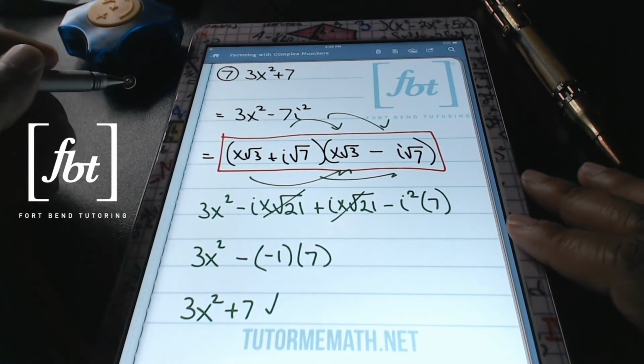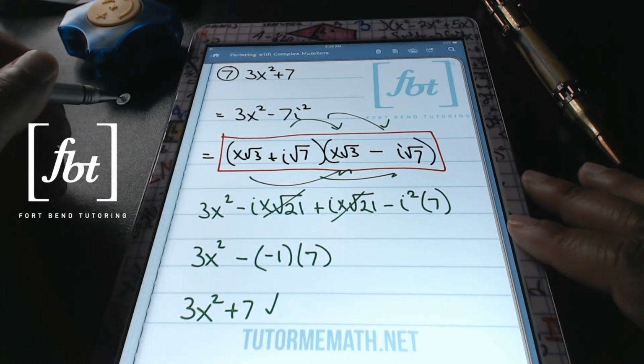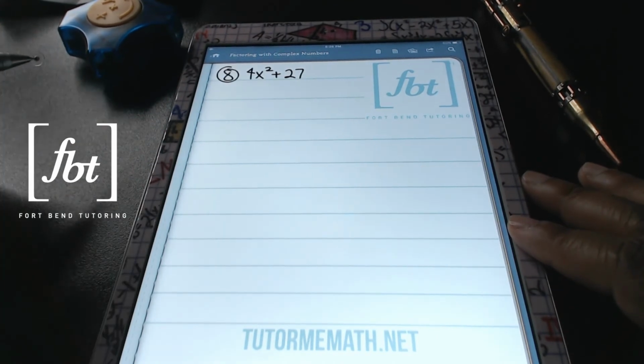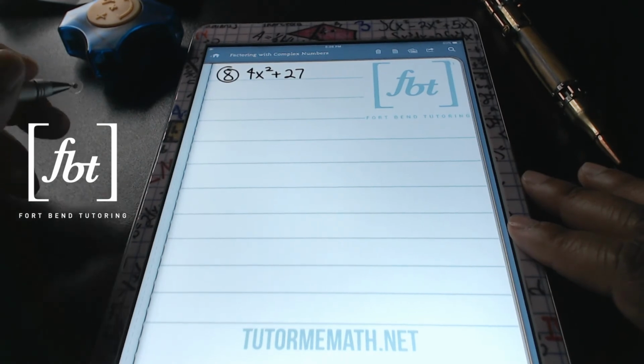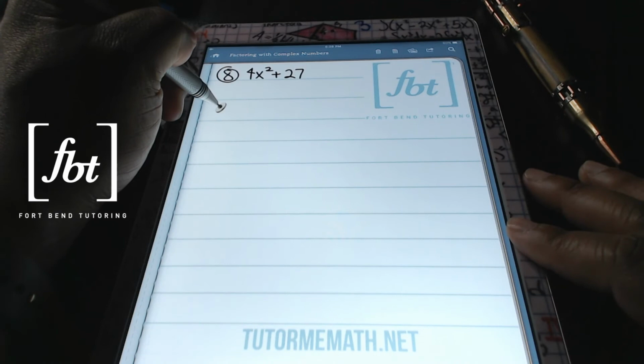Are you having fun yet? Because I am. Let's move on to our last problem, problem number 8. Problem number 8 is here. Oh, yes, it is.